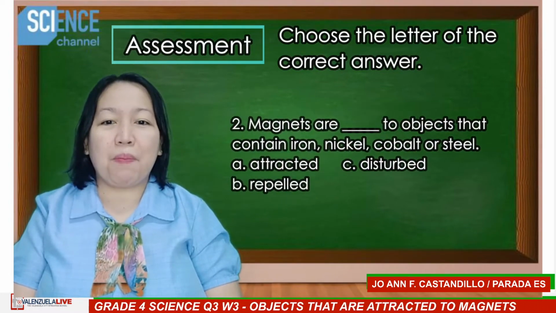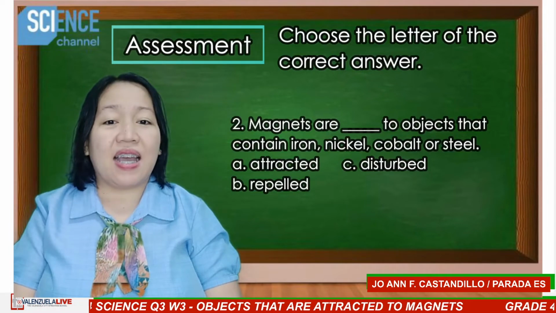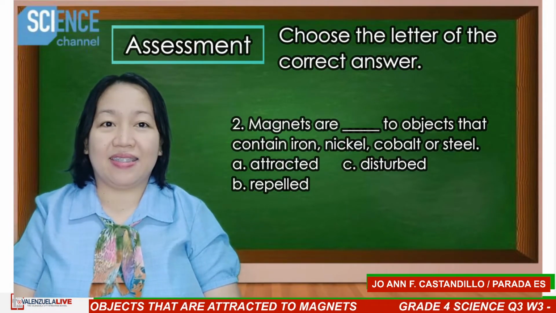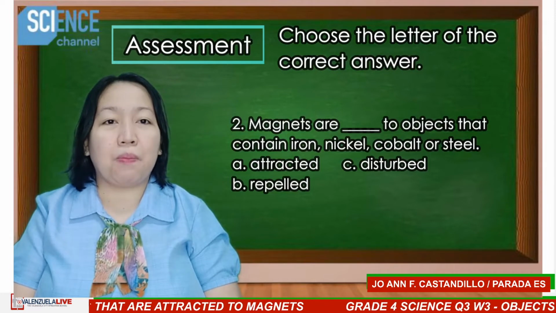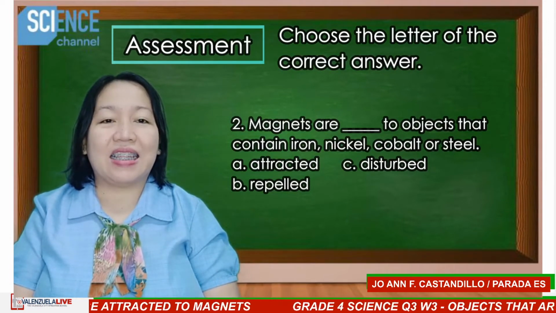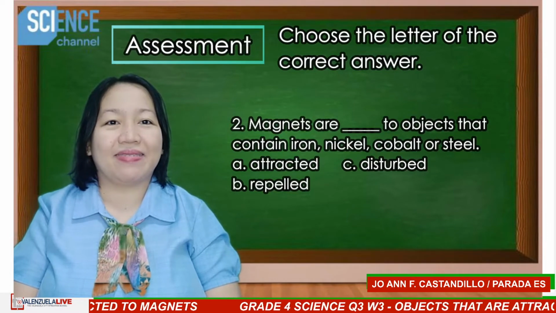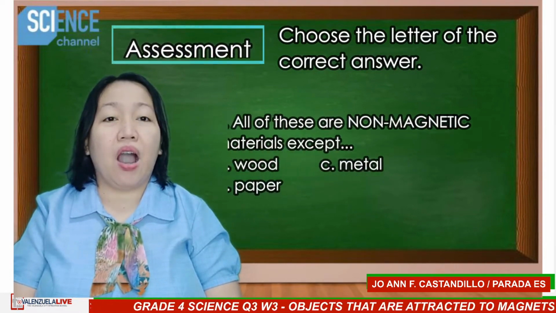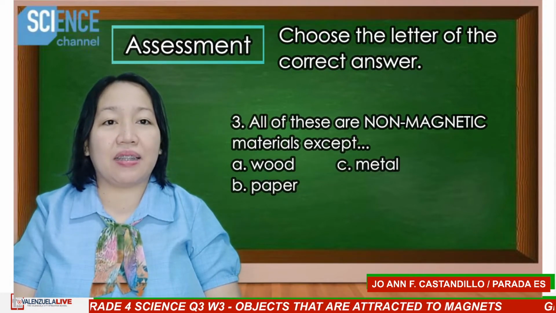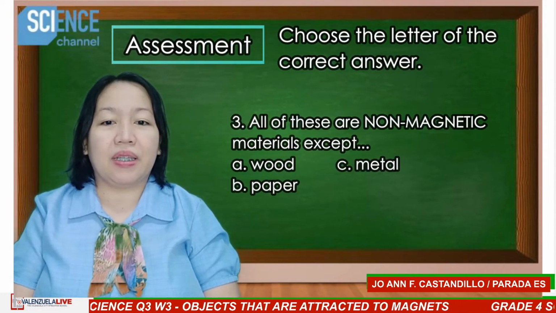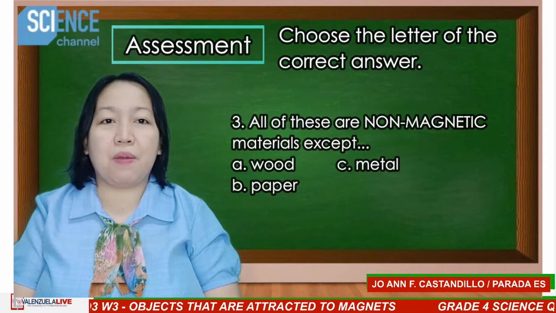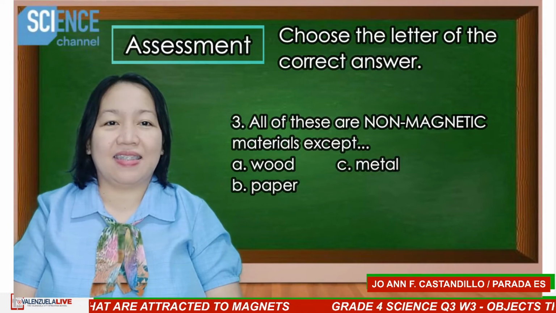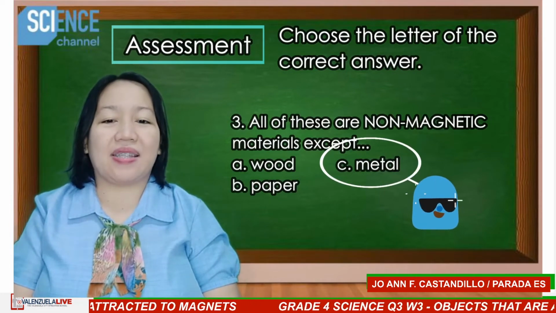Number 2. Magnets are blank to objects that contain iron, nickel, cobalt, or steel. A. Attracted. B. Repelled. C. Disturbed. If your answer is A, excellent. Number 3. All of these are non-magnetic material except A. Wood. B. Paper. C. Metal. If your answer is C, great.